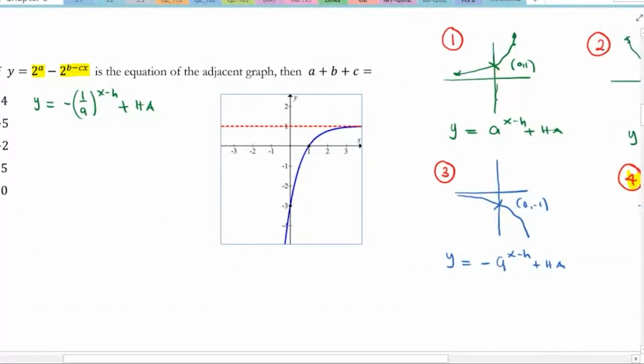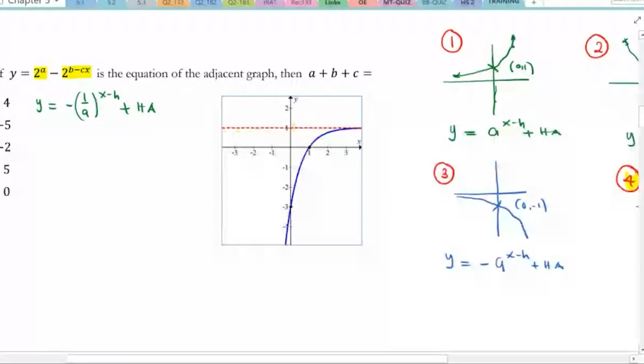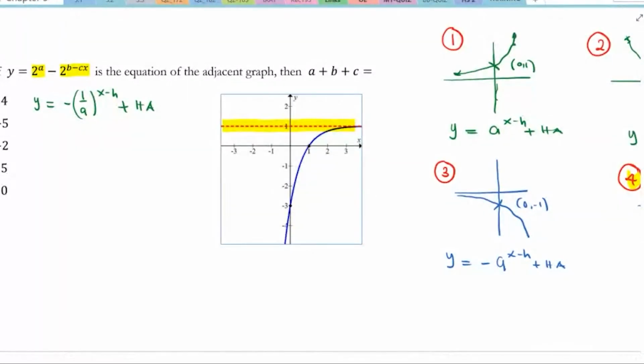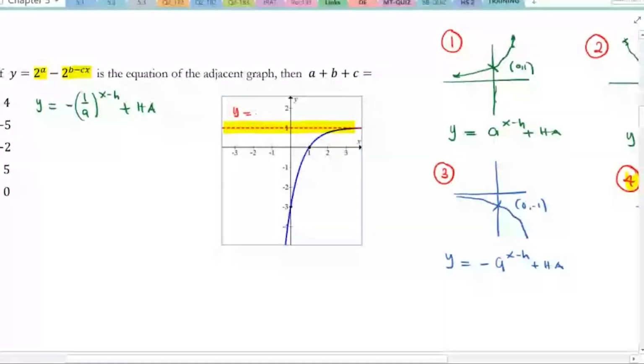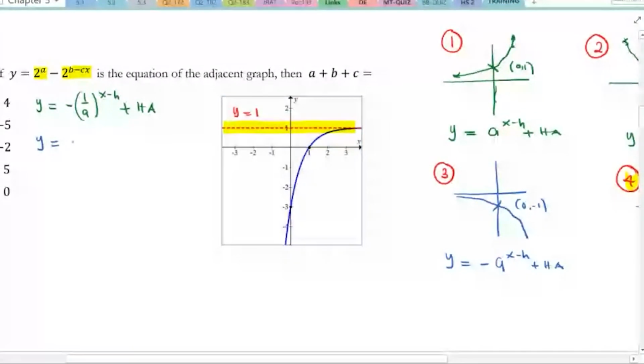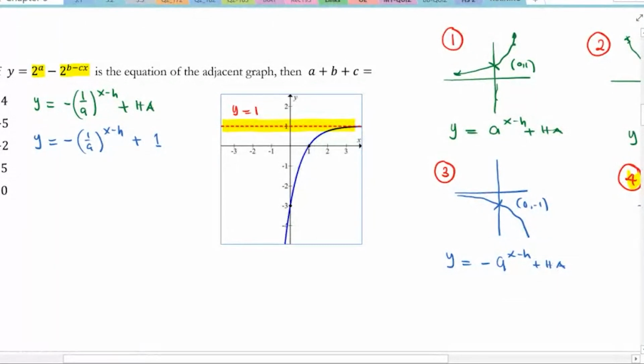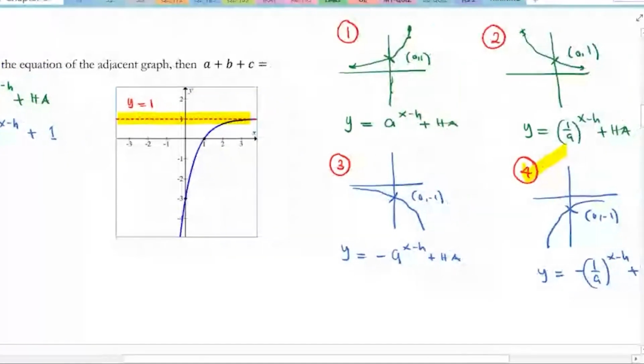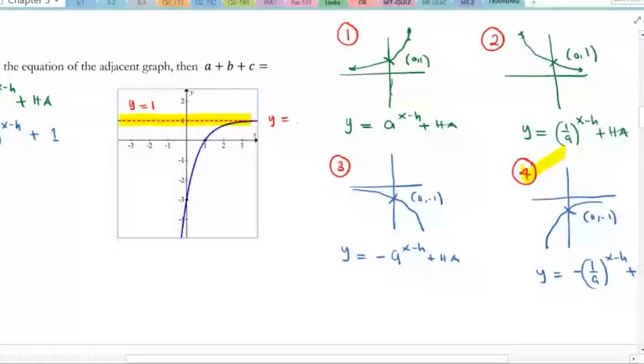So here, gentlemen, we know what the horizontal asymptote is. The horizontal asymptote here is y equal to 1, right? So allow me to rewrite. We say y equal to minus (1 over a) to the power of x minus h plus the horizontal asymptote, which is 1. Then we need to find h. How do we find h? Please pay attention. To find h, gentlemen, what do we do? Here we have y equal to 1.